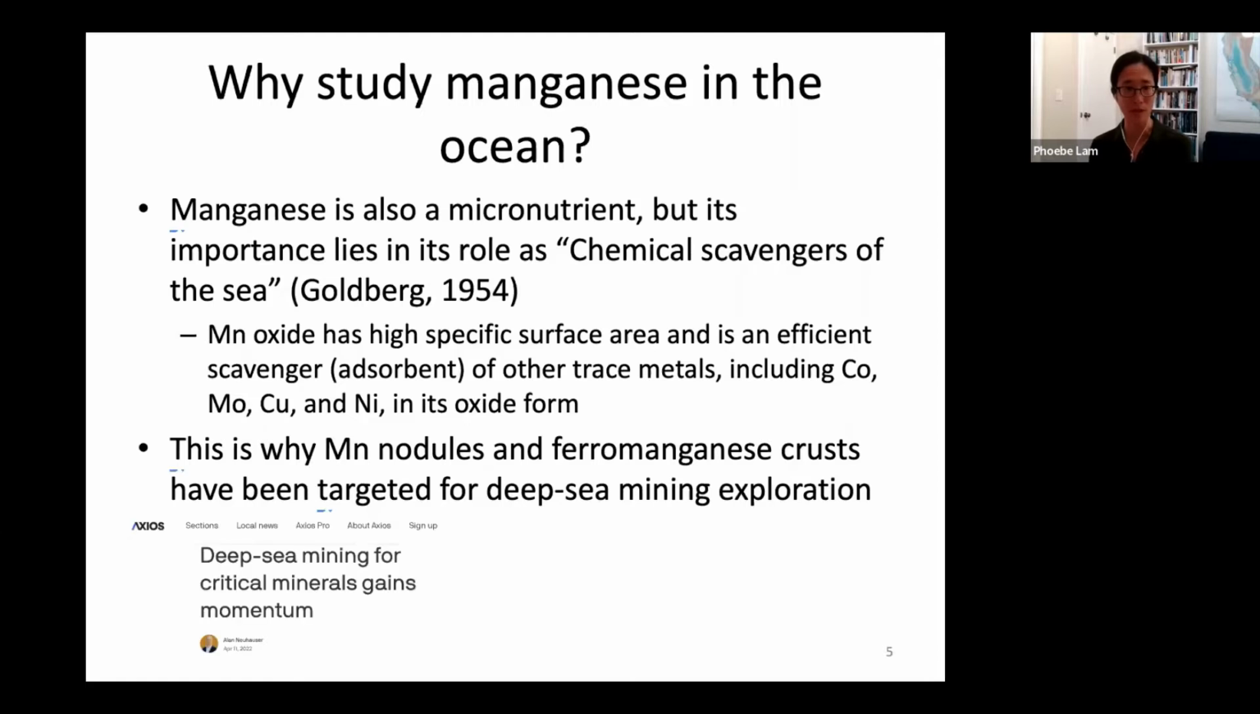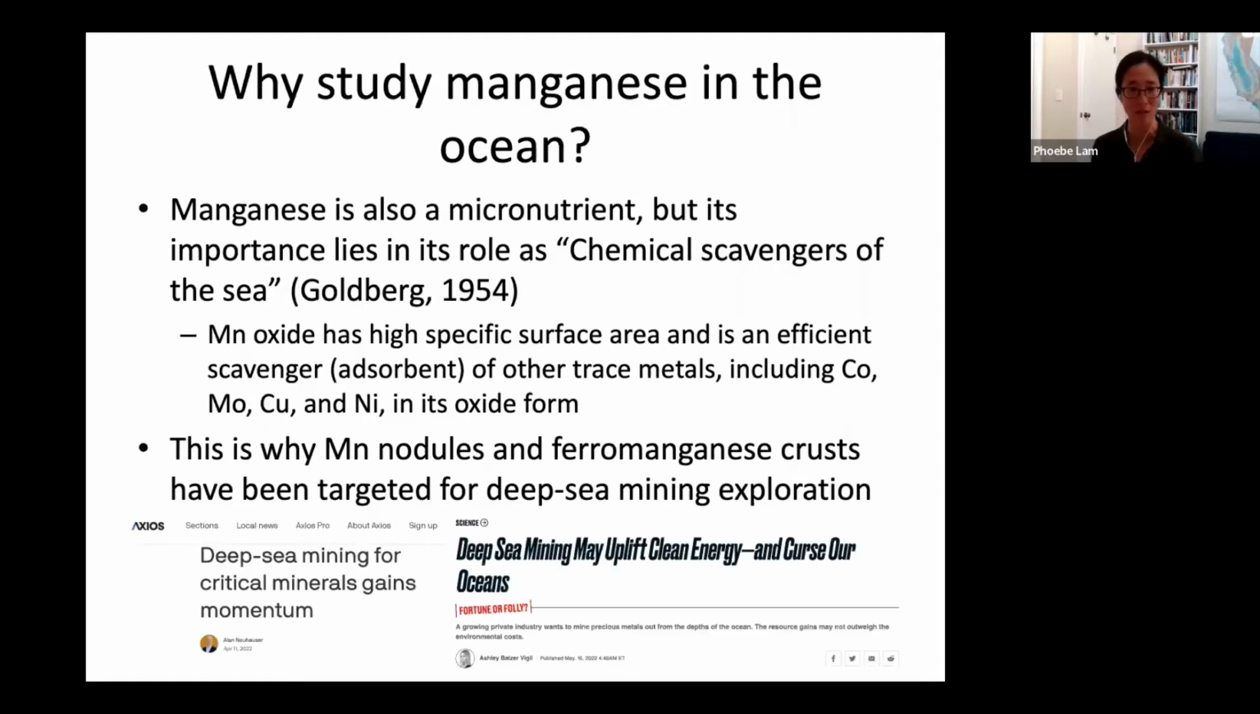And I did a Google search last night, and these are just a couple of articles in the news that I saw pop up, and this is just in the last few weeks. So this is gaining a lot of momentum. There are a lot of companies that are currently exploring the potential for manganese nodules and crusts for metals that we need for batteries for our future electric lifestyle.